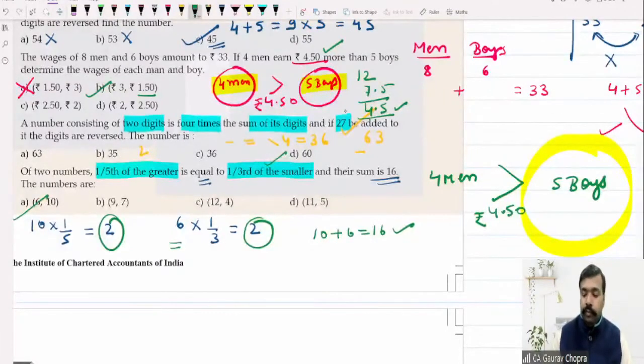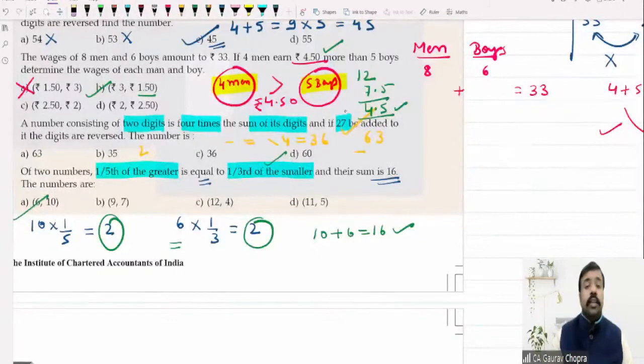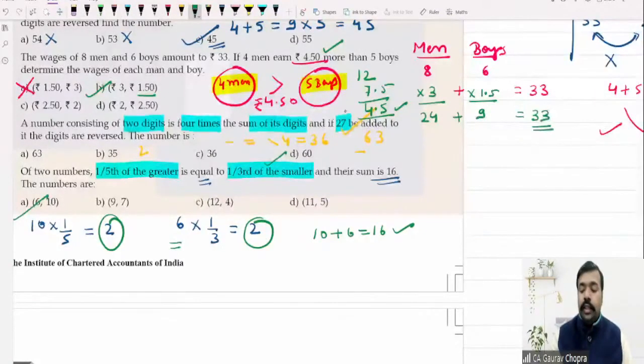Also, if we check the first condition, 8 men are there. 8 men multiplied by 3 rupees becomes 24 rupees wages. And 6 boys multiplied by 1.5 means 9 rupees is their wages. After adding, we get 33 rupees. So this first condition is getting verified. Hence, option number B is correct. Okay.